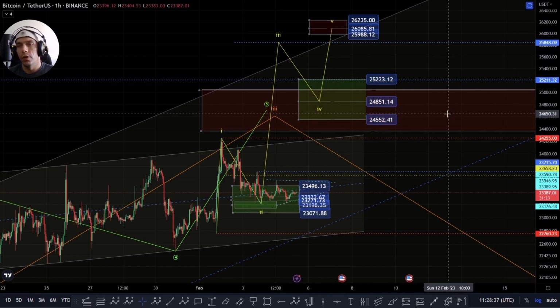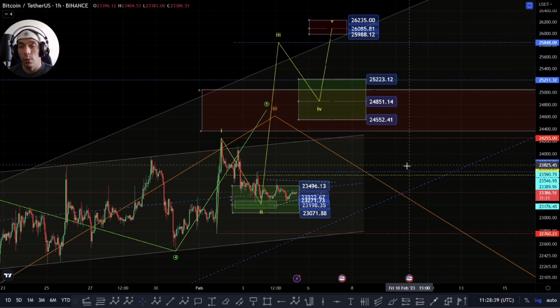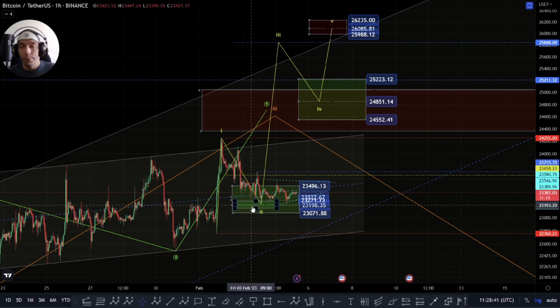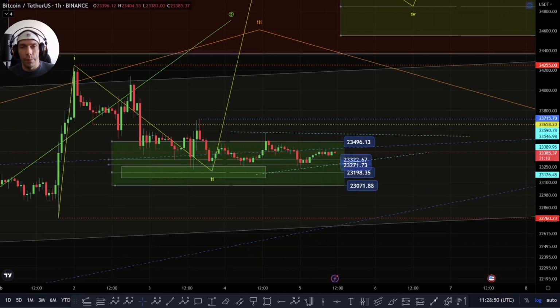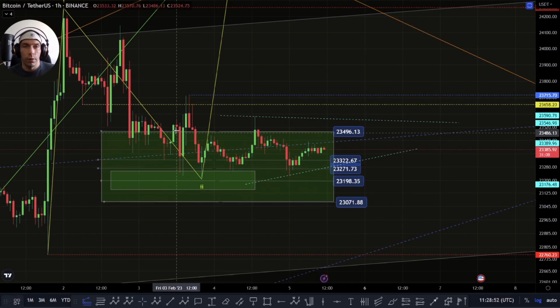So we need to move up past this 25,848 if this is the case, and then maintain this low point of this 22,760. Like I said, we could potentially move down one more time here. This Y wave could fall short, and we could just come down a little bit lower.